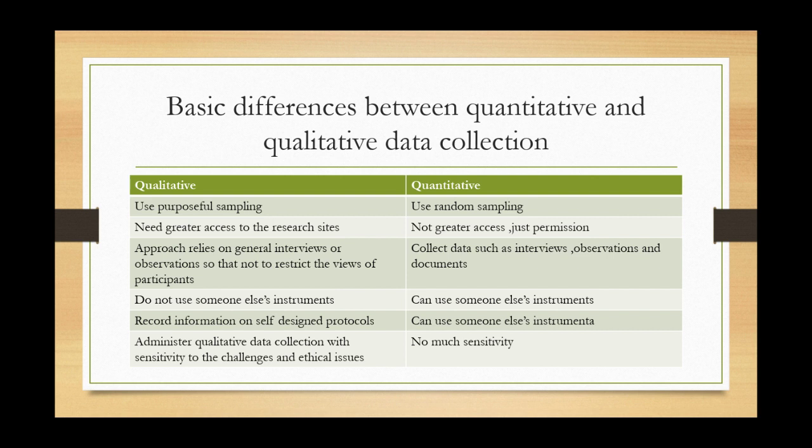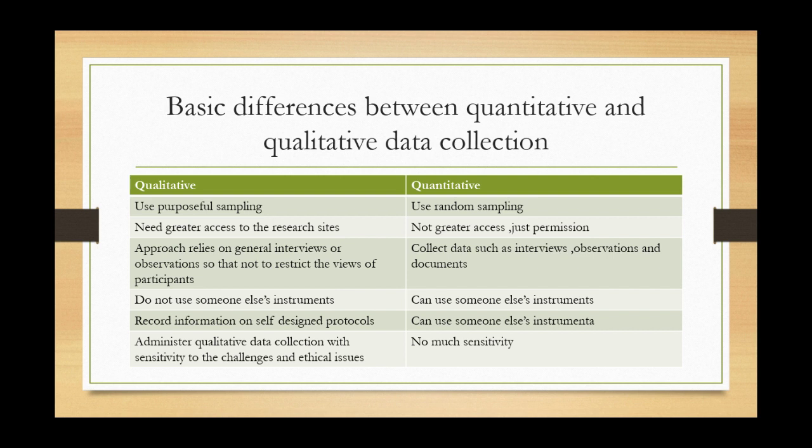But rather than using a predefined instrument from someone else, like what we did in quantitative data collection, where we are allowed to locate an instrument from someone else and modify it to suit our need, in qualitative data collection we don't do that. In qualitative research, we will record information on self-designed protocols that will help us to organize information reported by these participants to each question that we have identified.